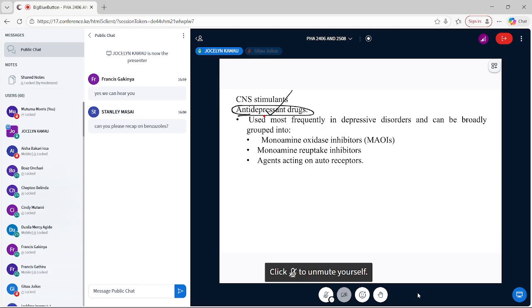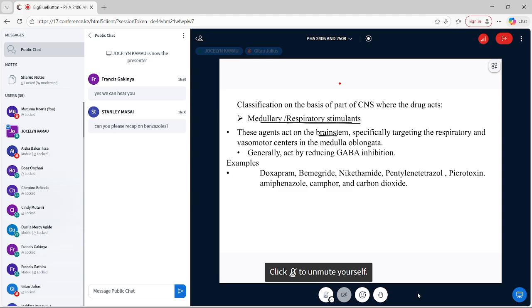Generally, these ones act mainly by reducing the GABA inhibition. Again, that is not new. GABA is the main inhibitory neurotransmitter. Once you inhibit it, then you will have problems. The other ones, as we had already said, act through adrenaline and bring about the sympathetic effect. So these ones generally act by reducing GABA inhibition, and once they reduce the GABA inhibition, then they will bring about stimulation.